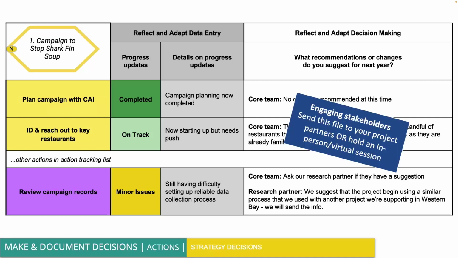You could share this document around with each stakeholder group separately and allow them to add their recommendations for the next cycle of implementation. Or you could hold an in-person meeting or workshop where you gather these inputs from all stakeholders together in one place. You could do the same process virtually as well, using an online meeting platform like Zoom.